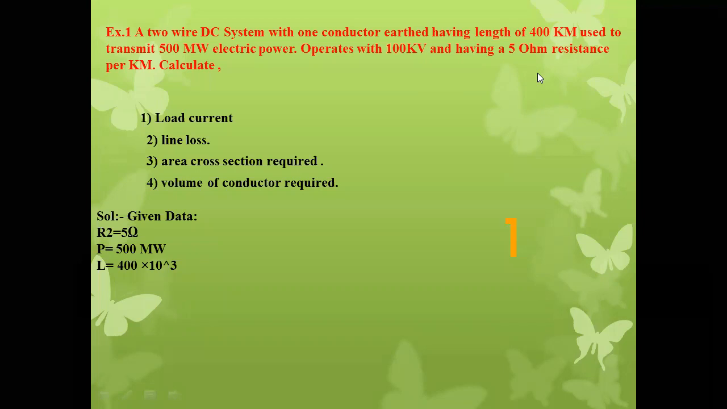Calculate the area cross section for this one. Roll number 11. Answer is correct. Area cross section, find it out. 215 into 10 to the power of 6 watt. It is the line loss that will be there inside the conductor. 215 into 10 to the power of 6 watt. Correct one. Calculate the area cross section required.